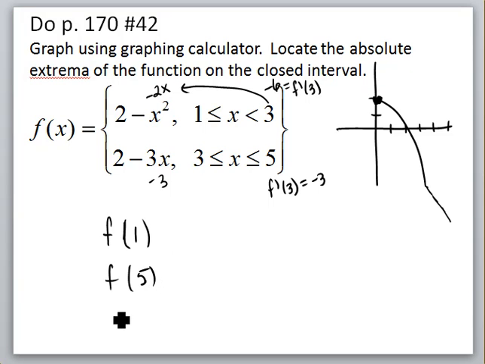But I will mention 3. 3 is just a critical number. It doesn't happen to be a max or a min because of the way the graph goes about. It's a critical number because there's a cusp there.